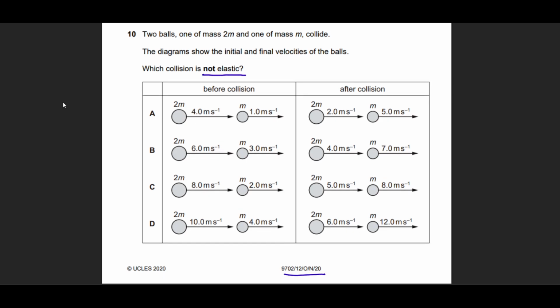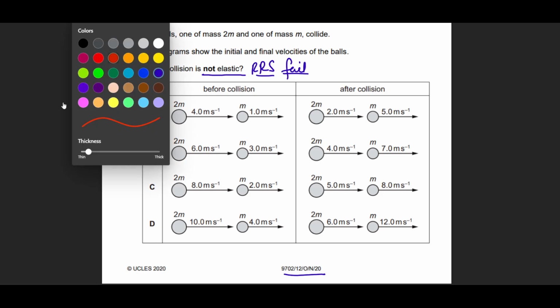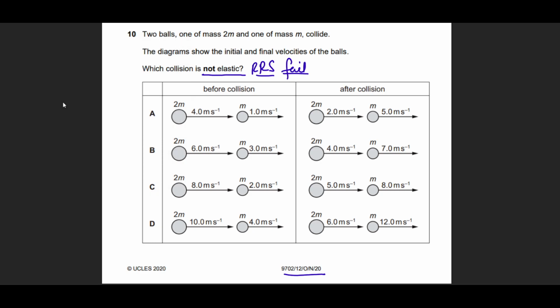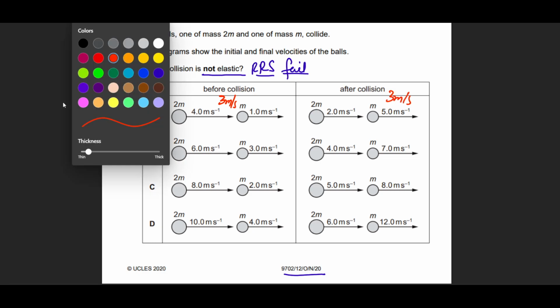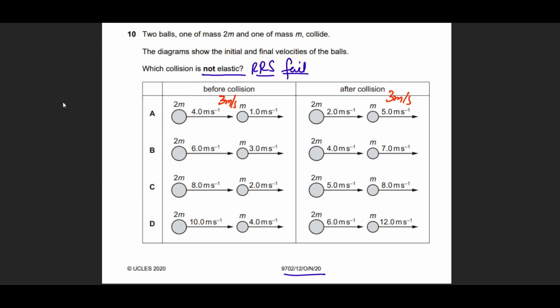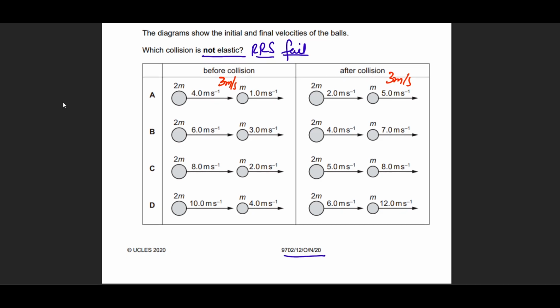Irrespective, now since he says that it is not elastic, that means that the relative speed rule will fail in one of the options. And what is that option? Let's try to visualize that. I'm not drawing the directions again because they're already given in the question. So since they're moving in the same direction in option A, the answer will be 3 meters per second for relative speed. After the collision, they're still moving in the same direction. 5 minus 2 gives me 3 meters per second. So this is not the answer because the relative speed before and after is equal, which means that this is an elastic collision.